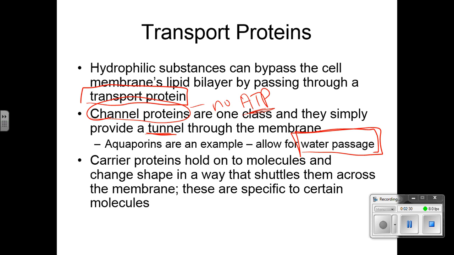Carrier proteins hold on to molecules and change shape in a way that shuttles them across the membrane. These are specific to certain molecules. So they change shape, that's important, and they shuttle them across the membrane that way. The channels are just a tunnel. They do not change shape. They just provide that tunnel.